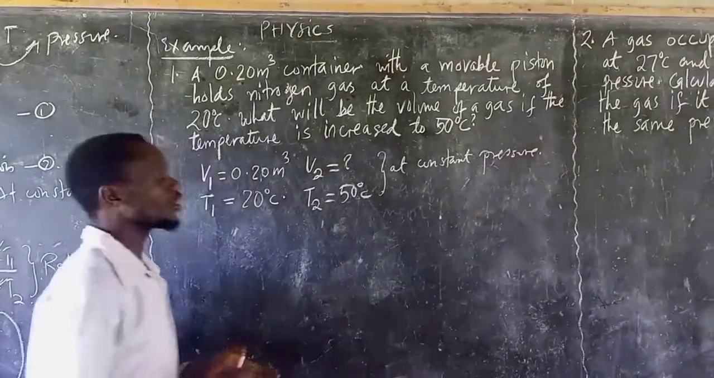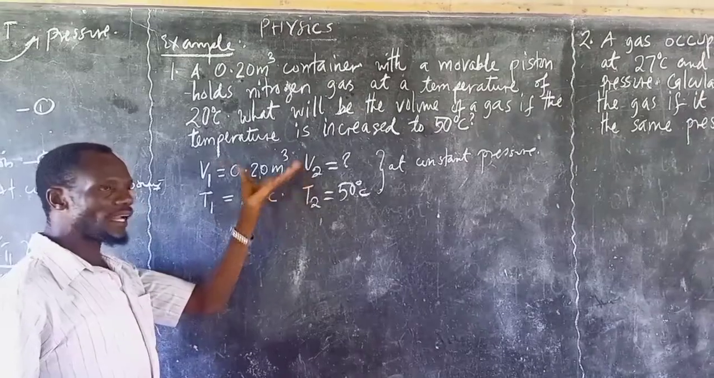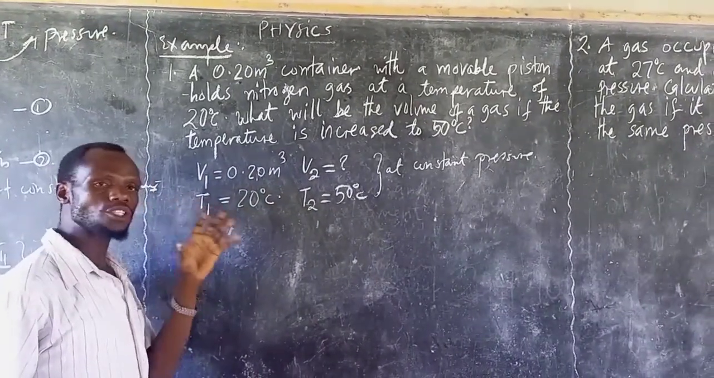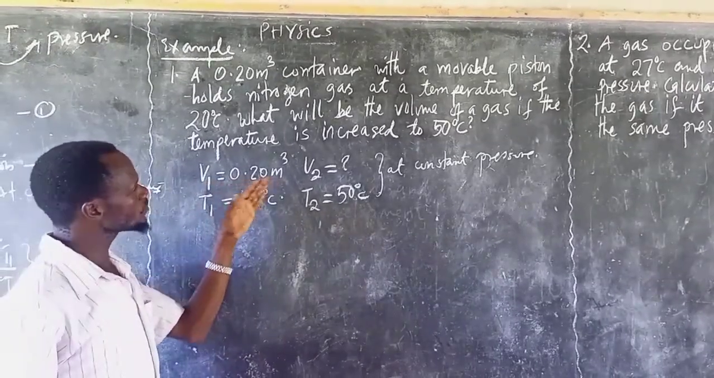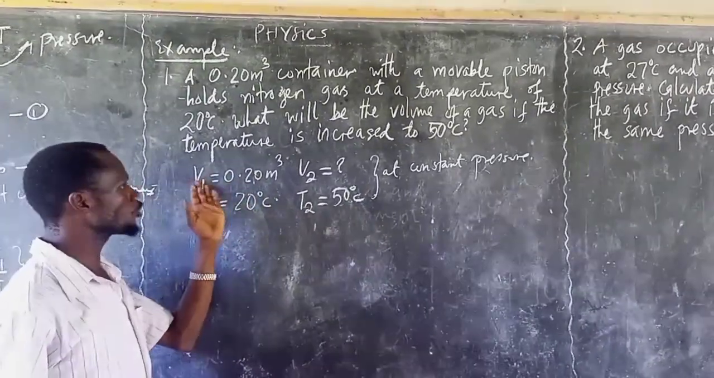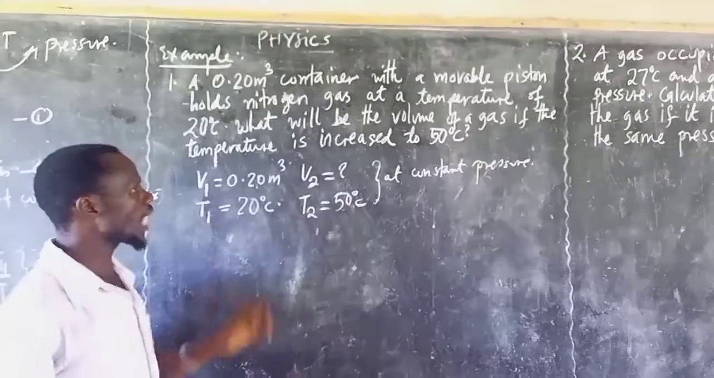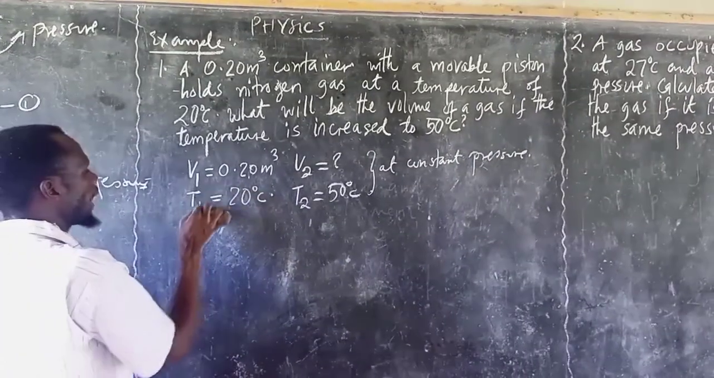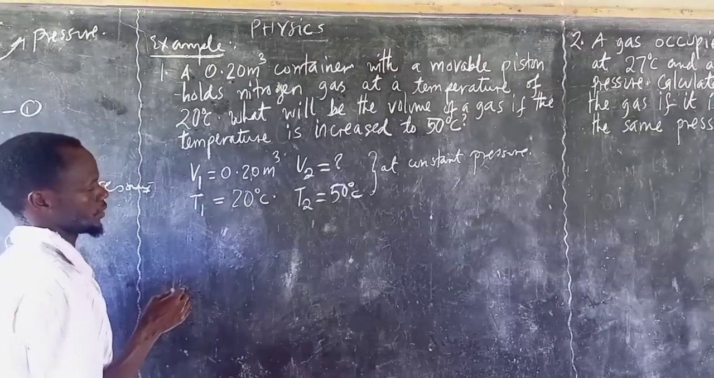Because here we're talking about volume and temperature. Once you find there is a variation of volume and temperature, that is all about Charles' law. But once you find there is a variation of volume and pressure, that is another law. According to Charles, it is all about the relationship between volume and temperature at constant pressure of a fixed mass of gas.